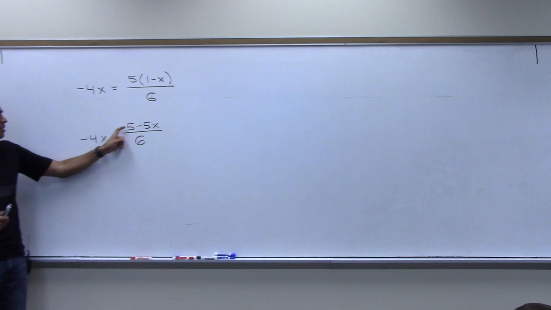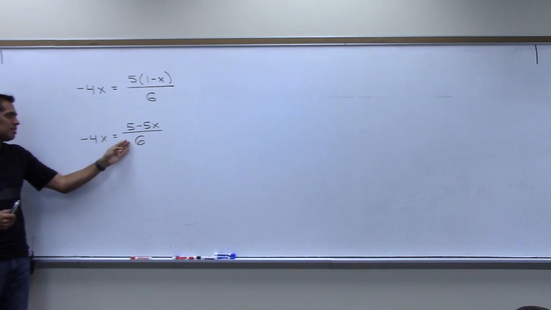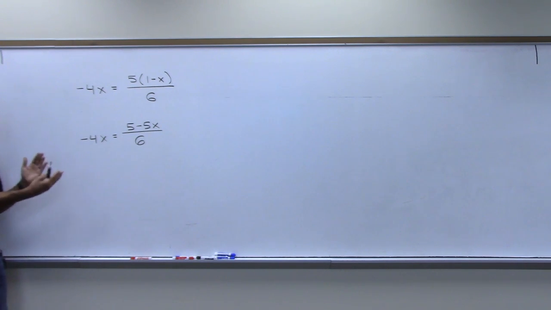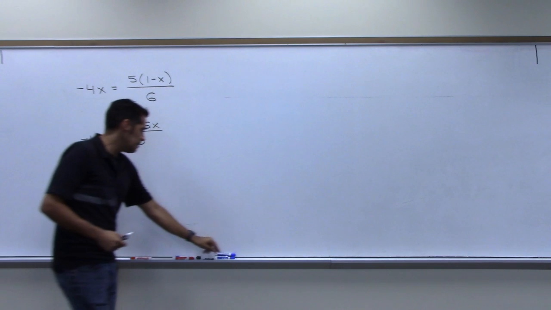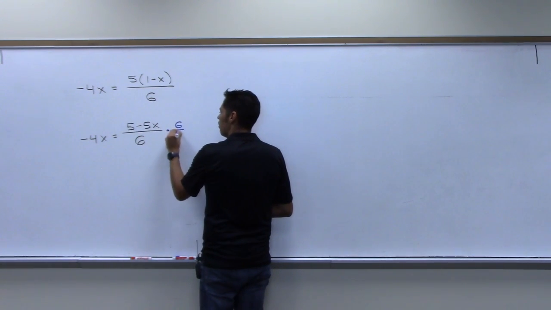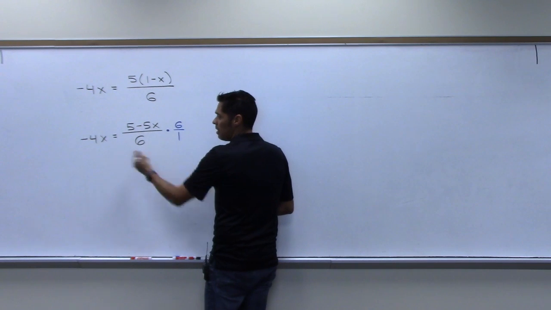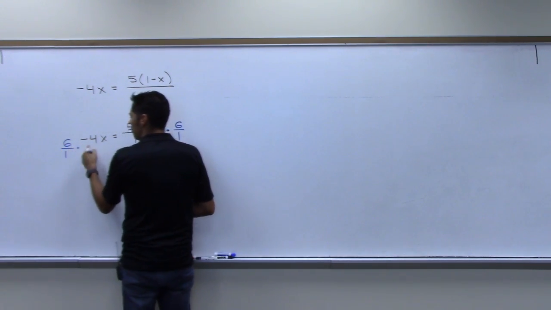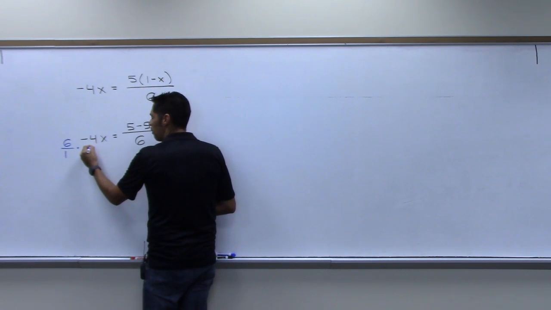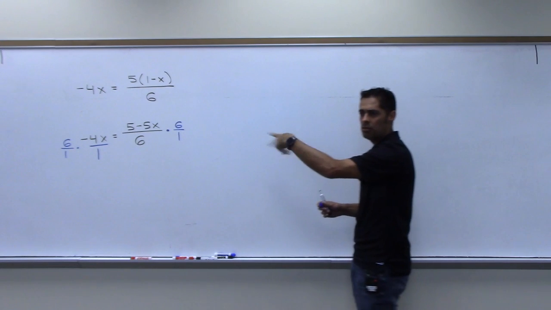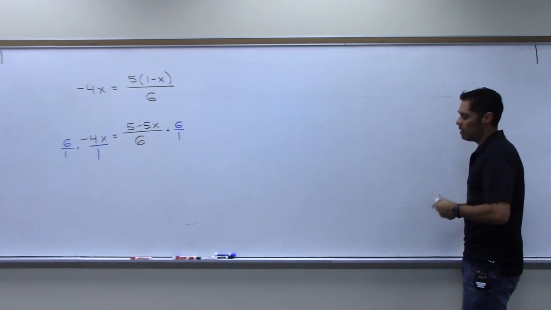I would try and clear the fraction out. So I don't like this denominator. Since it's an equation, I can multiply both sides of the equation by anything I want. I'm going to multiply by 6. And when I say that, I mean 6 over 1. And whatever I do to this side, I have to do also to the other side. So I'm going to write 6 over 1 over here. And I'm just going to remember that negative 4x is the same as negative 4x over 1. That way I can see it's a fraction times a fraction. And then I just multiply straight across.